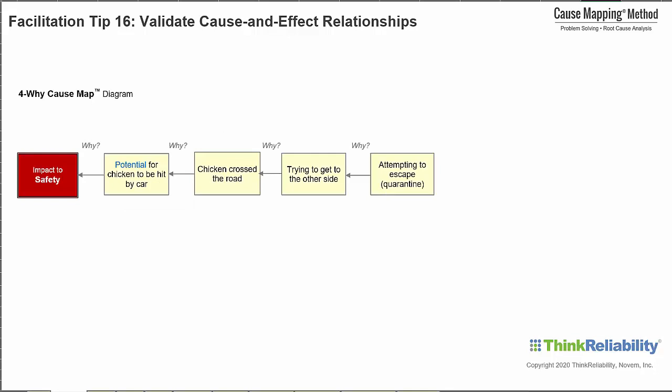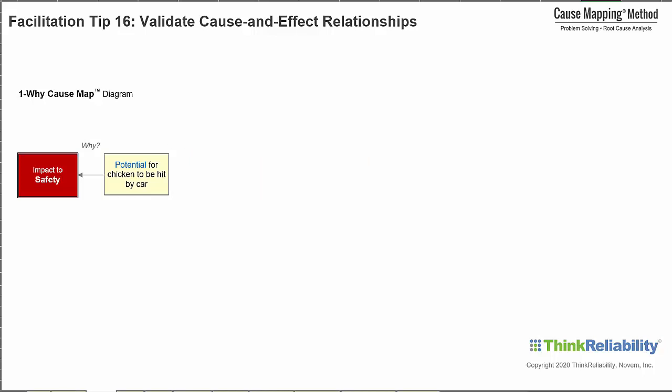Looking at a 4Y cause map about the chicken crossing the road, I'm going to start on the very far left-hand side. There is an impact to safety because there's potential for the chicken to be hit by a car. That makes sense, so I'm going to keep reading to the right. There was a potential for the chicken to be hit by the car. Why? Because the chicken crossed the road. That makes sense, so I'm going to continue to read to the right.